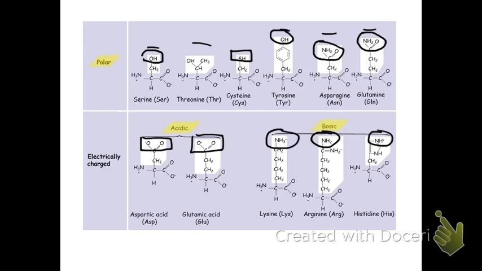Okay, so again, the amino acids are divided up into three, or really four different groups: nonpolar groups, polar groups, acidic, and basic. And all those groups are based upon their R group. Okay, so if you have questions on that, make sure you make note of that, and then we will look at that in class.